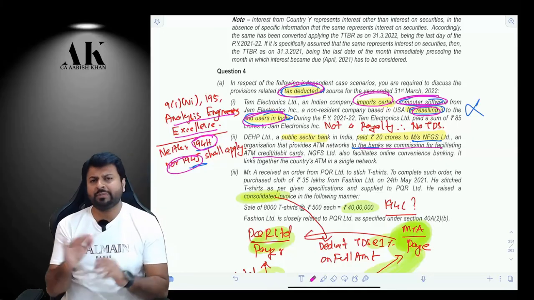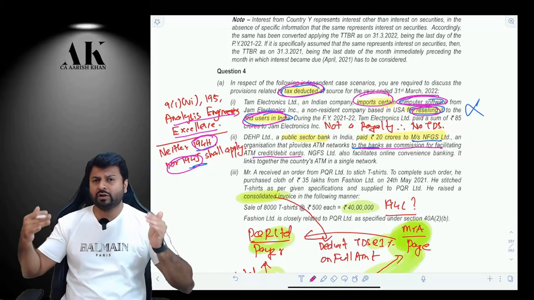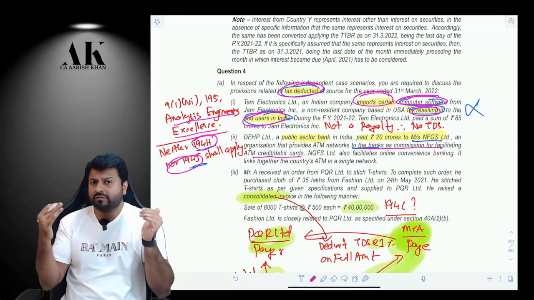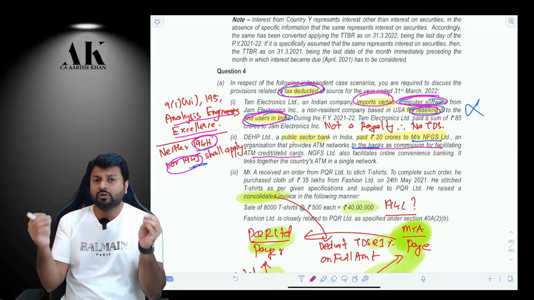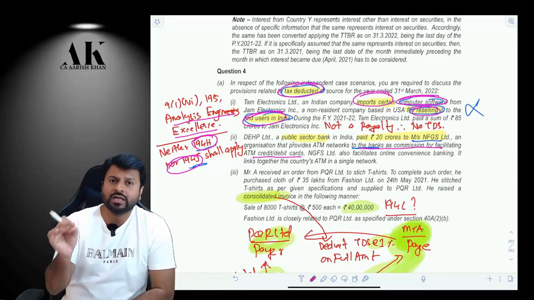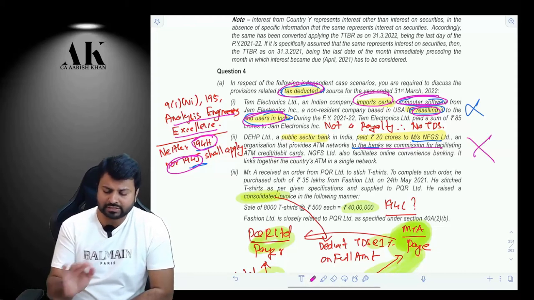Even 194J will not be applicable, because there is no manual or human intervention. For 194J to be applicable, to call anything a professional service, there needs to be some kind of manual or human intervention. Otherwise, 194J cannot be made applicable. Therefore, TDS is not applicable in this case.